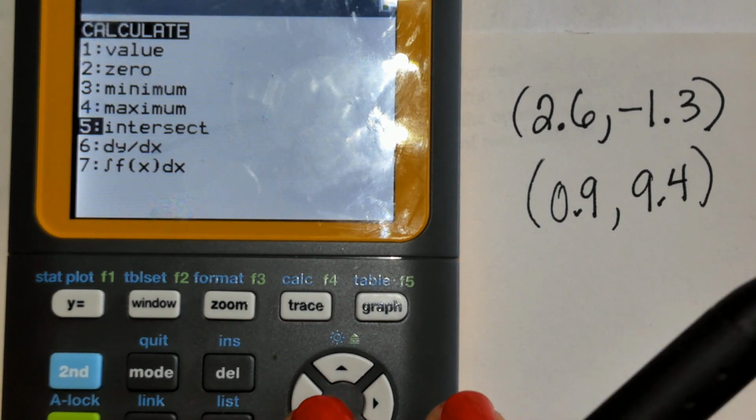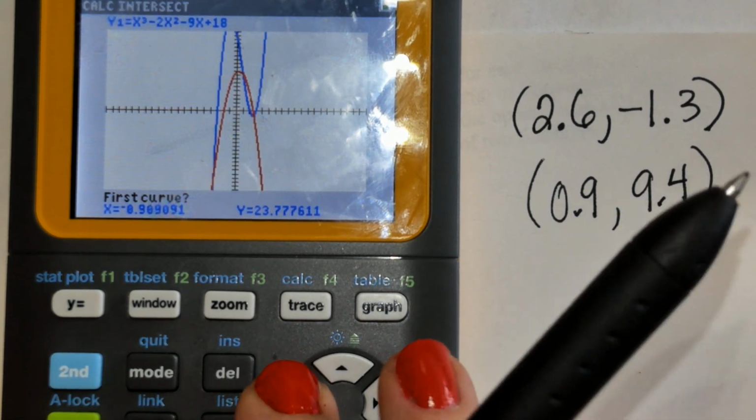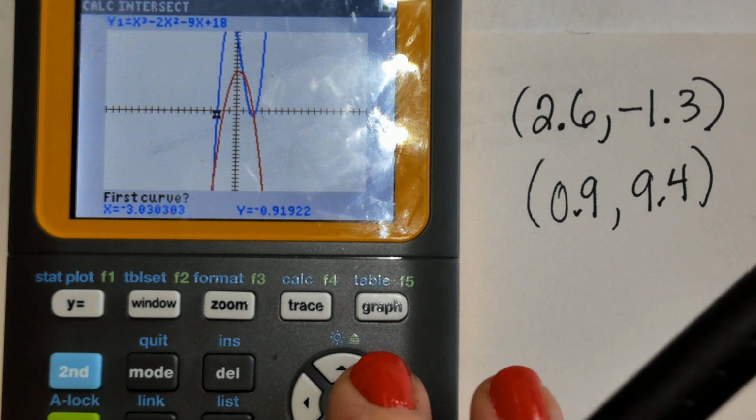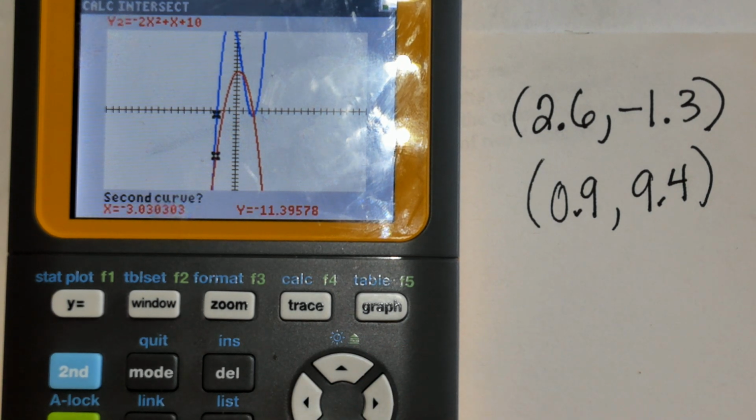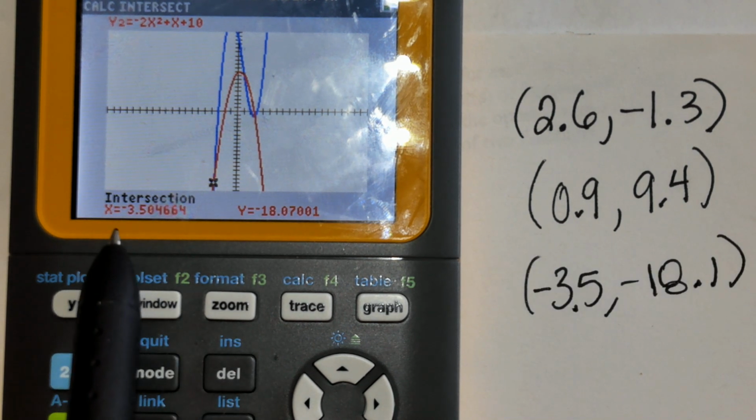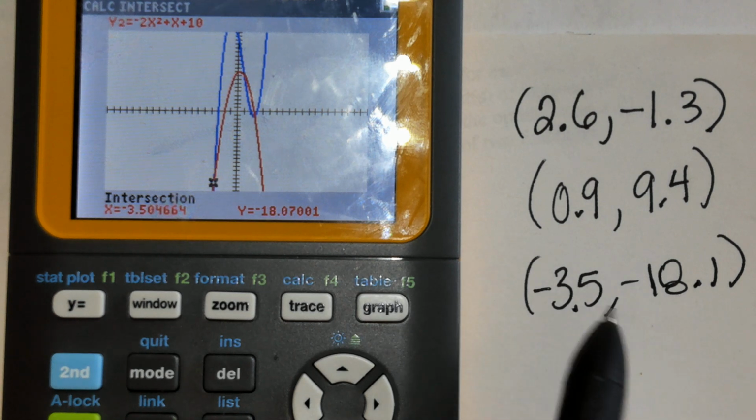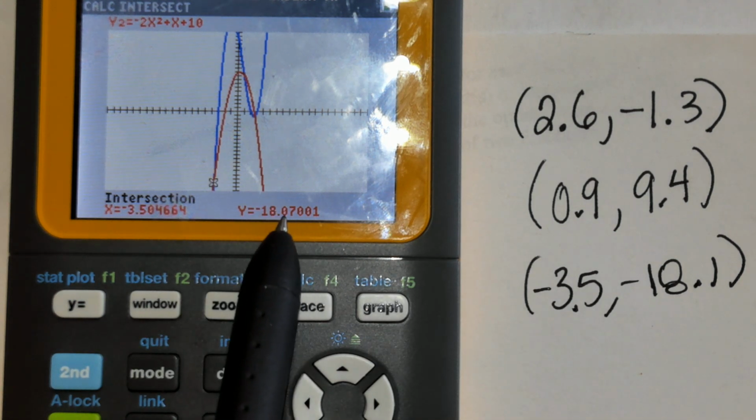Second, trace, intersect. And I'm moving all the way over here to the far left as we go down. Again, first curve is first equation, second equation, and over the top. 5 is going to stay the same, and 0 is going to bump up to a 1.